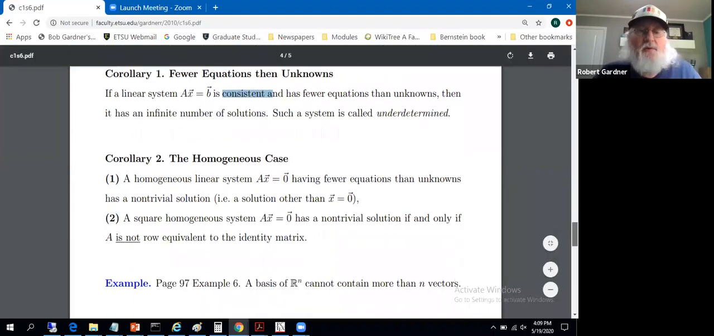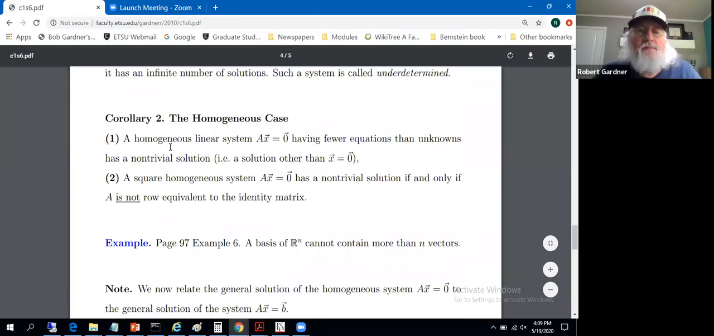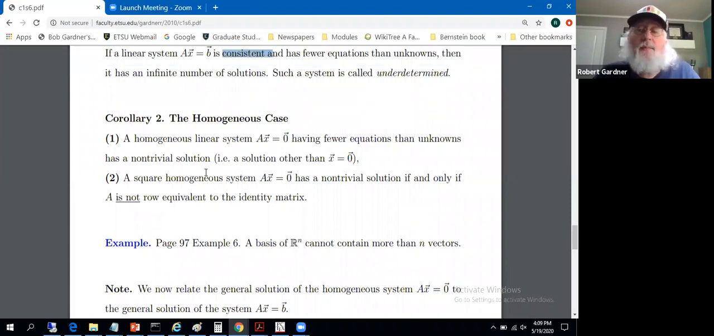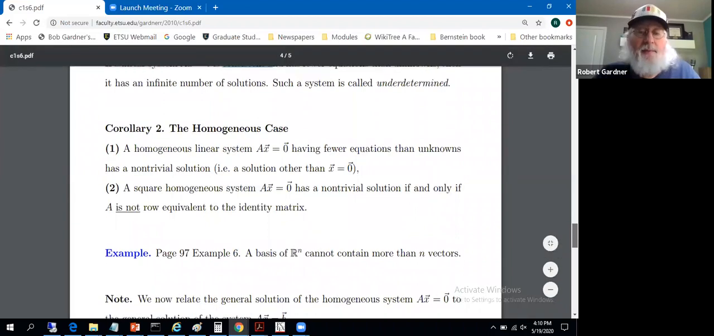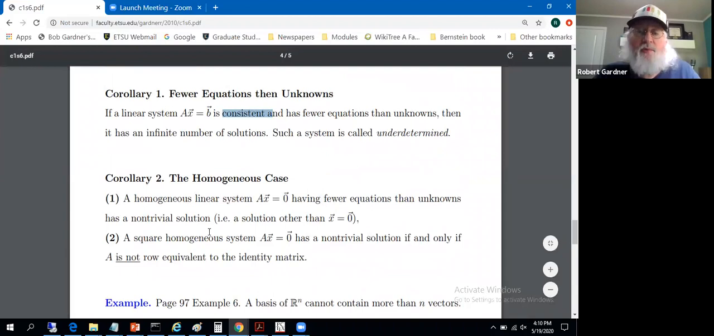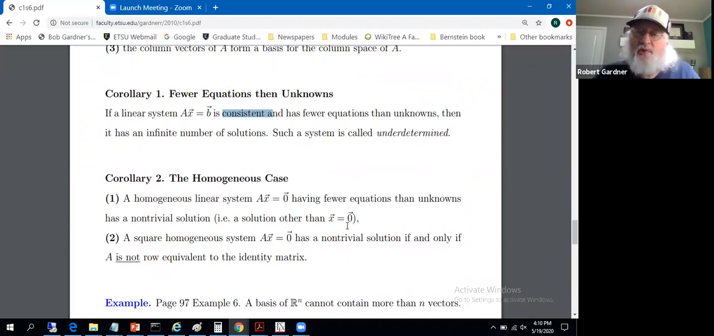Second corollary deals with homogeneous systems of equations. A homogeneous linear system, Ax equals 0, having fewer equations than unknowns, has a non-trivial solution. Apparently, by the previous result, it has infinitely many non-trivial solutions. Remember, the trivial solution was the solution x vector equals the 0 vector. Yeah, it's got infinitely many non-trivial solutions.